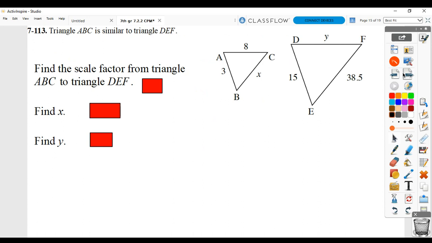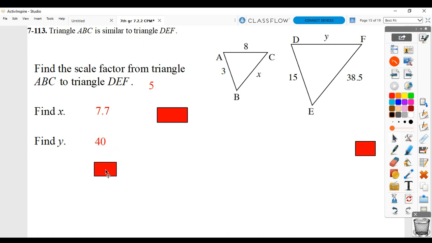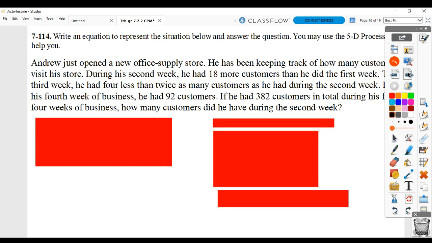For 7.1.13, the scale factor from ABC to DEF would be the multiplier, which is 5, because 3 times 5 is 15. And then you have to find the missing values of x and y. You can set this up again with proportions, or you can use that multiplier or scale factor. Either way, x is 7 7/10, because 7 7/10 times 5 is going to give you 38 5/10. And y is a value of 40. 8 times 5 is 40. Again, you could also set this up with a proportion.